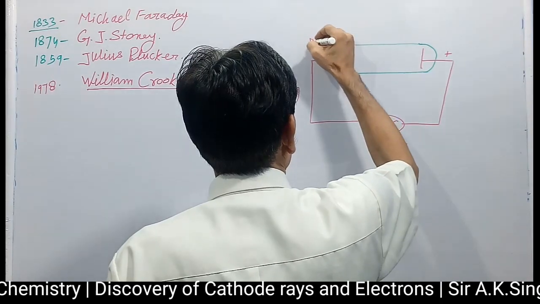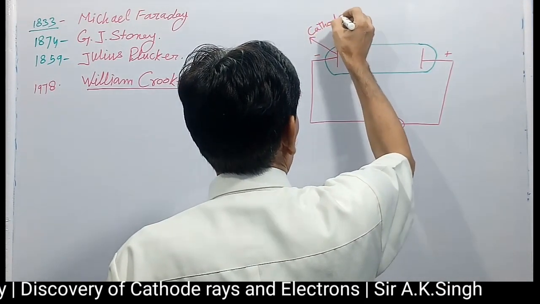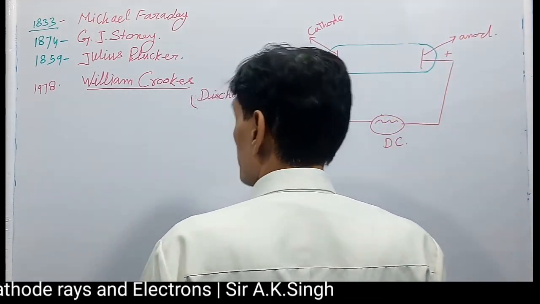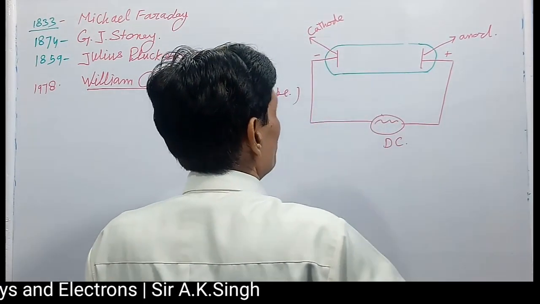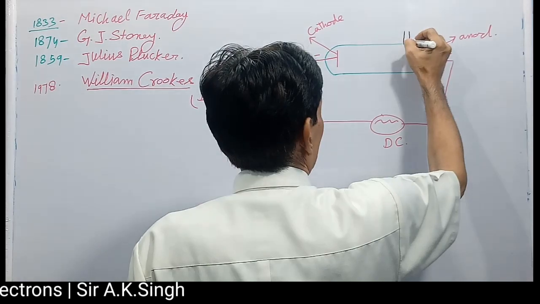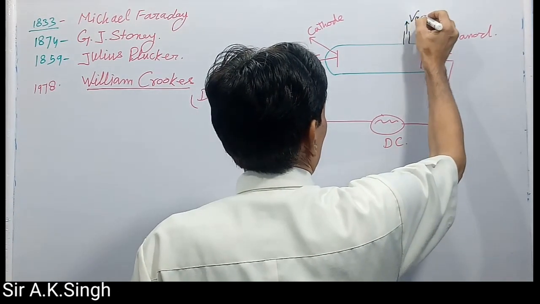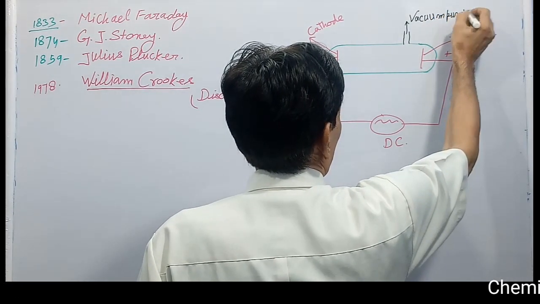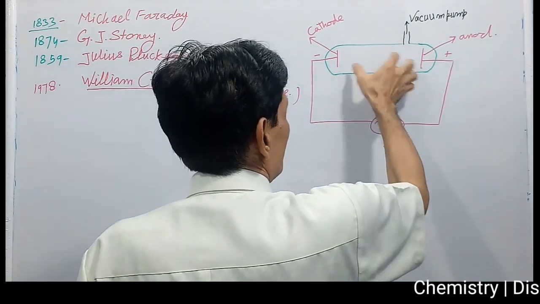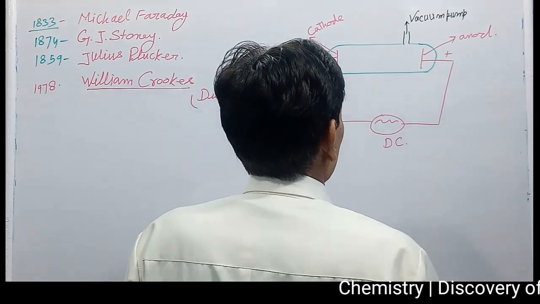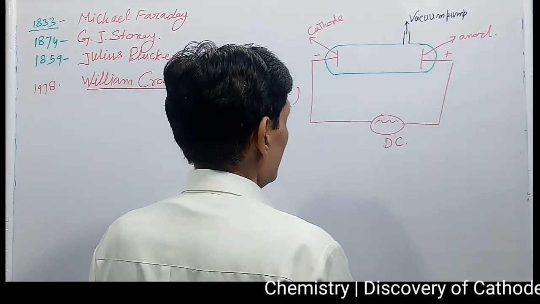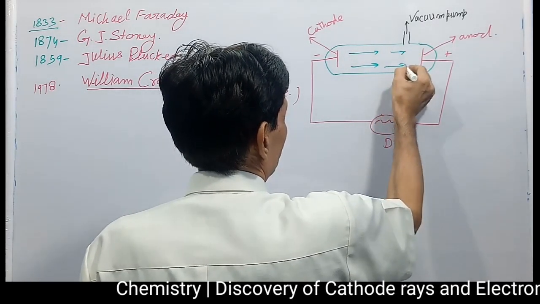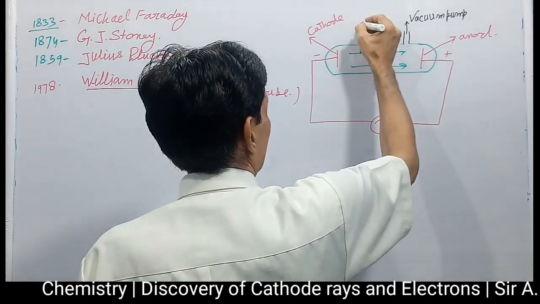This is the cathode, and this one is called the anode. There was a vacuum pump here. It goes to the vacuum pump, which evacuates the gas present in it to produce a vacuum. And this is the discharge tube. Now in this, cathode rays travel from cathode to anode like that. These are cathode rays.